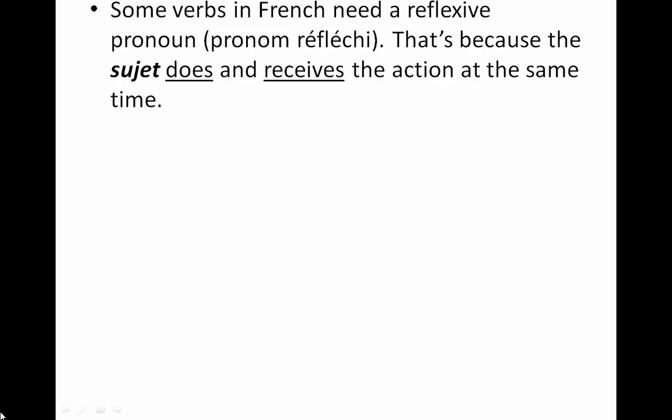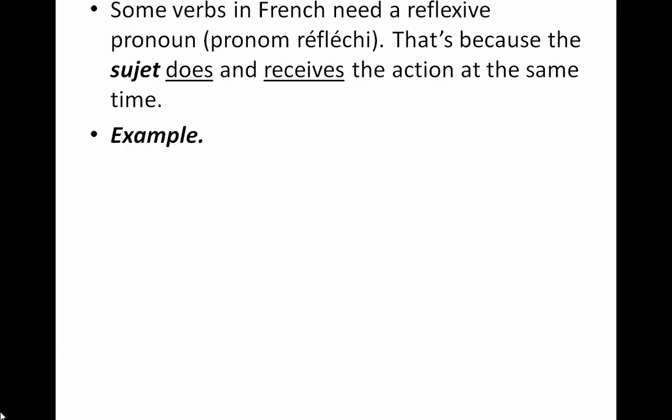Okay, so some verbs in French, pretty much like English, it's just a little different. They take a reflexive pronoun, which means that basically the person that is doing the action is both doing the action and then also the action reflects upon themselves. So they're taking the action at the same time. So they need a specific grammar particle to be added in the sentence for them to express that action that they're doing and they're receiving at the same time.